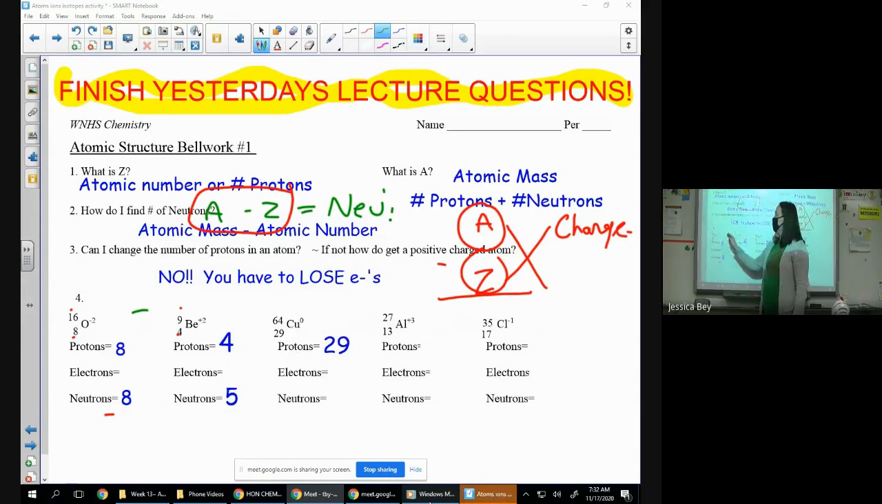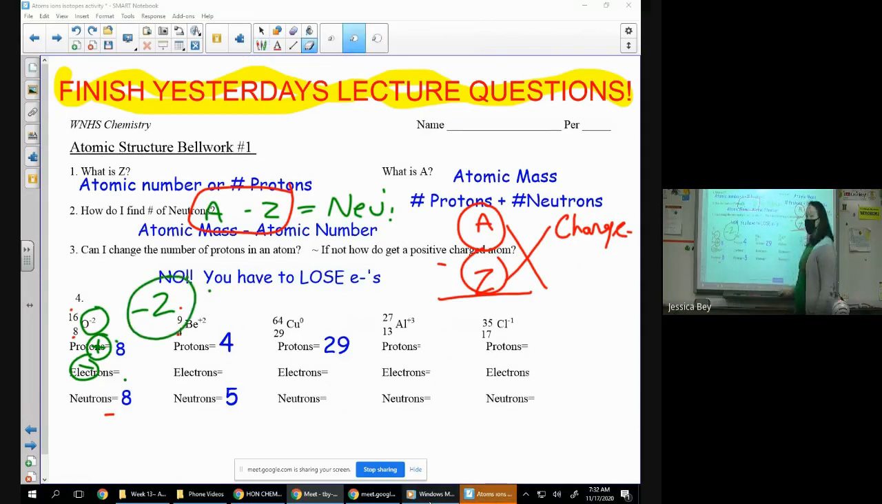I would like a -2 charge on this oxygen. So that means I need 2 extra negatives. Remember, electrons are negative, protons are positive. So if I'm +8, how many minuses do I need to end up with an extra 2 negatives? 10. Okay. Awesome. This one, however, wants to be a +2.